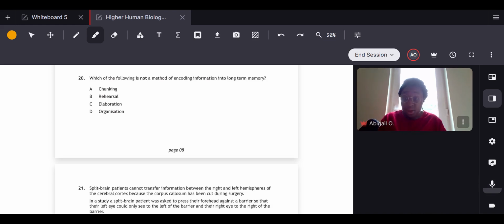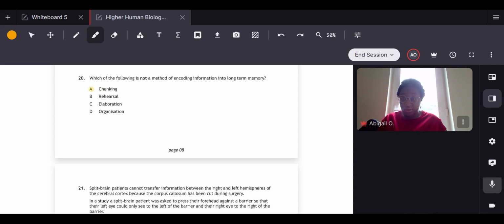Question number 20. Which of the following is not a method of encoding information into long-term memory? So when we're moving from short-term memory to long-term memory, there are three different methods we can use. We can use rehearsal, elaboration, and organization. If you're studying for your exams, you've probably been doing a lot of those things.